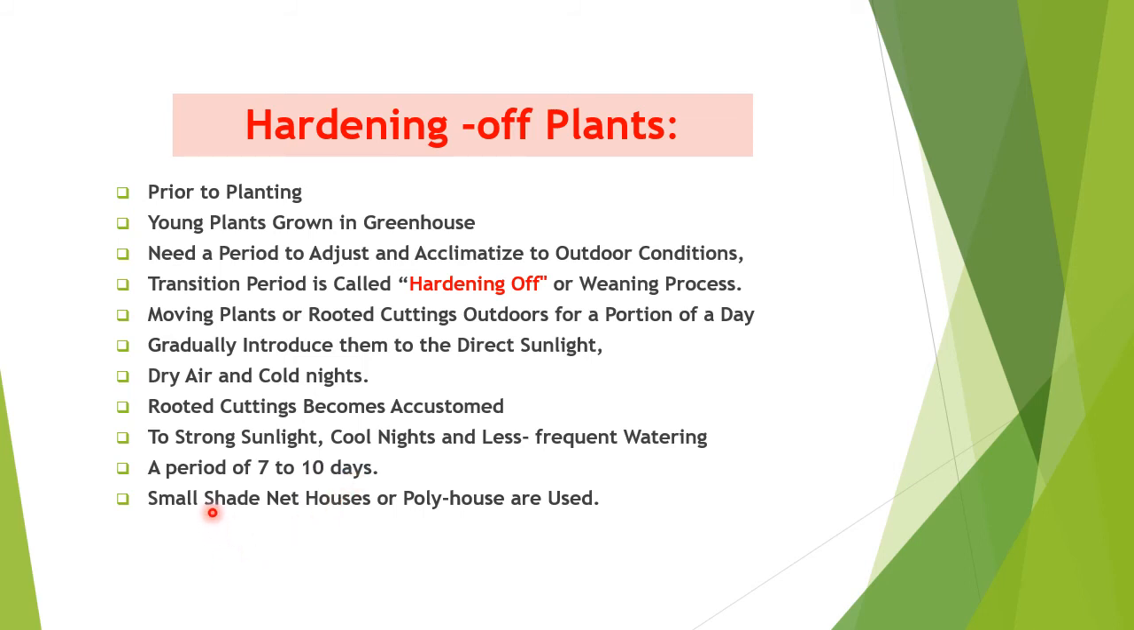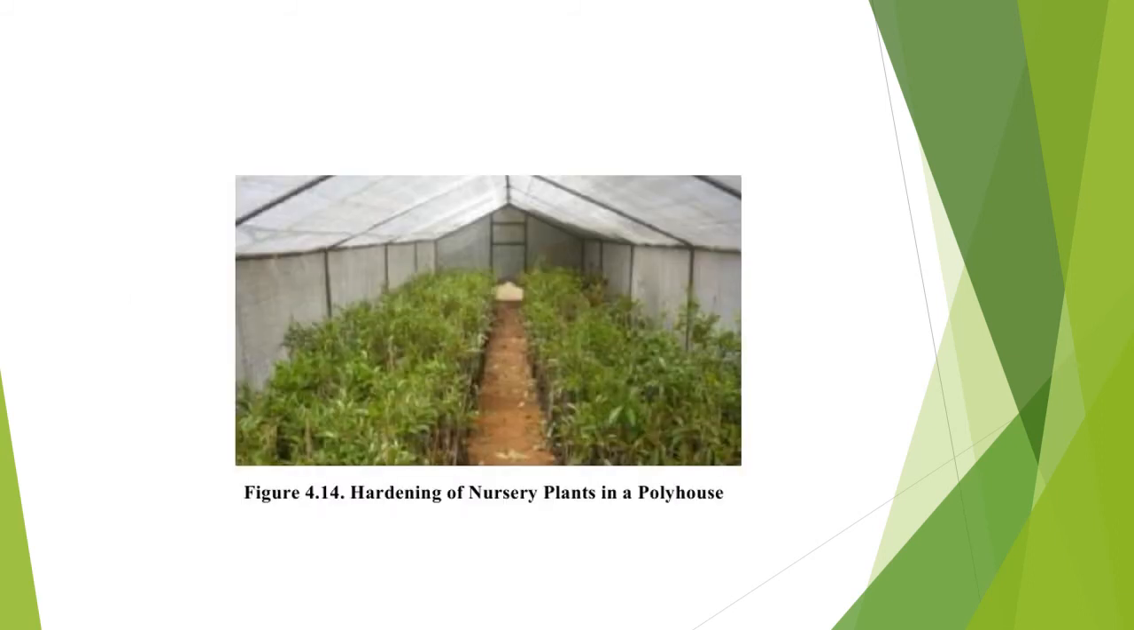Or you can put them in small shade net houses or poly houses. So hardening off is very important, which acclimatizes them to stressful conditions. This is how you can put them in these poly houses so that the hardening of the nursery plants is being done.